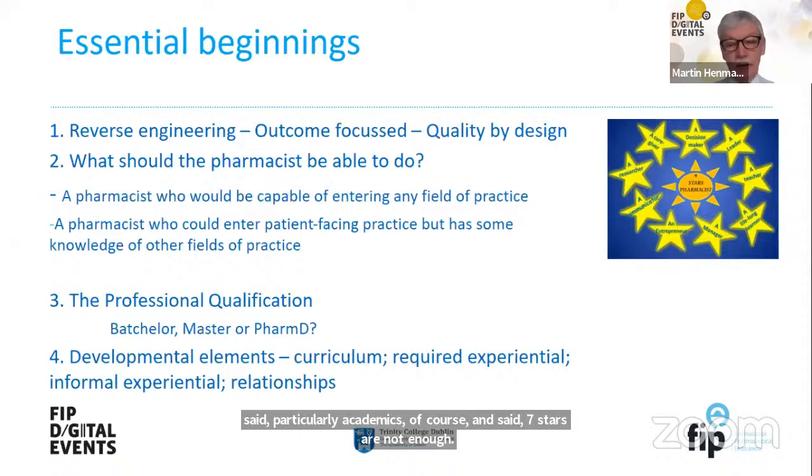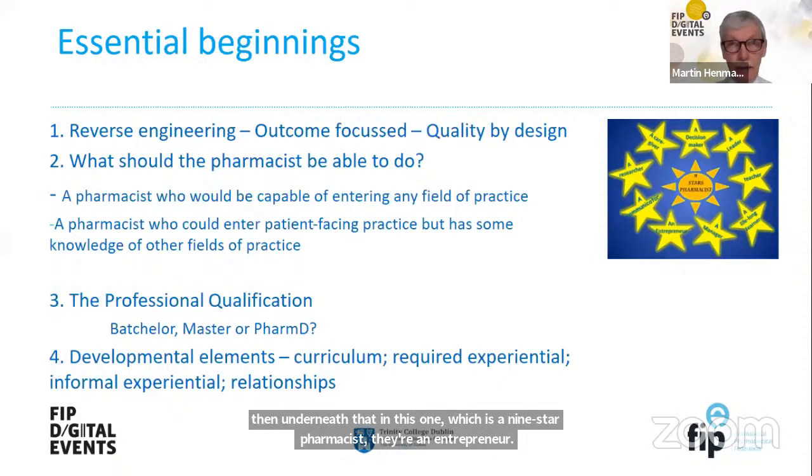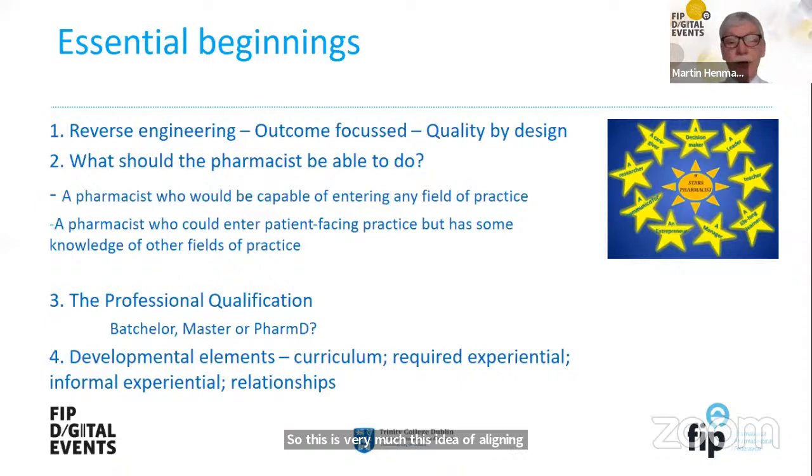They have to be a researcher, because all academics do research. And then underneath that, in this one, which is a 9-star pharmacist, they're an entrepreneur. So this is very much this idea of aligning to what it is that you want to achieve at the end. Now, the professional qualification.